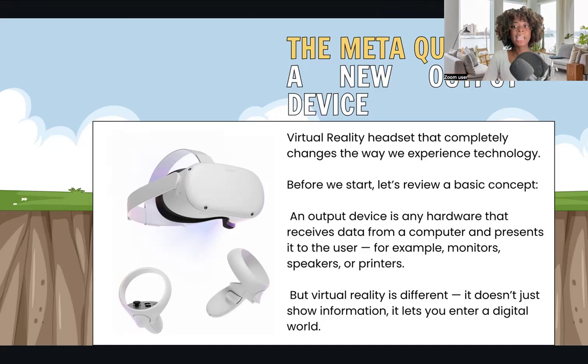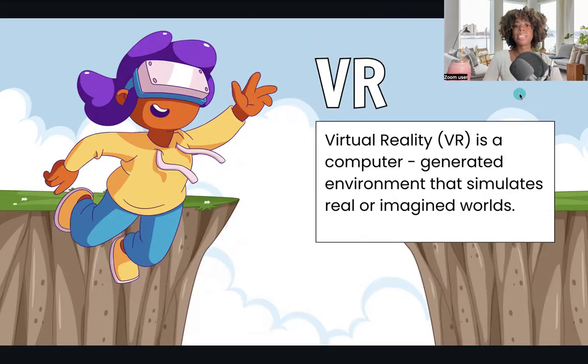Well, it's any hardware that receives data from a computer and presents it to the user. For example, traditionally, we had monitors, speakers, or printers. Those are traditional examples. But virtual reality is different. It doesn't just show information, it lets you enter a digital world. What is virtual reality? It is a computer-generated environment that simulates real or imagined worlds.